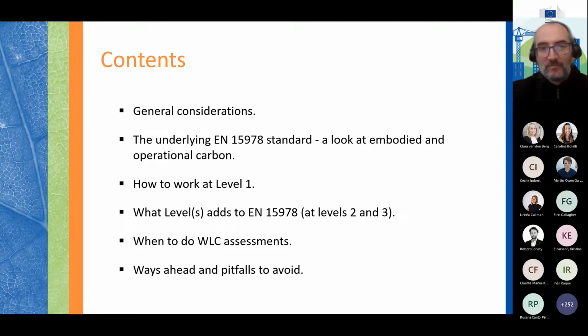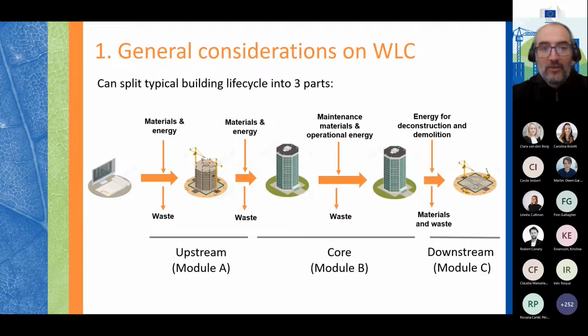Basically, it's structured into some very basic considerations about whole life carbon and what it is, looking at buildings. Then about this underlying EN standard, EN 15978, and how it deals with embodied and operational carbon. Then I'll move into the Levels framework, specifically Level 1, how that should work in principle. Then Levels 2 and 3, and then just some general thoughts from me about when you should do a whole life carbon assessment exactly, and what are some ways ahead or pitfalls to avoid when dealing with whole life carbon assessments of buildings. So on the next slide, we'll go into these general considerations.